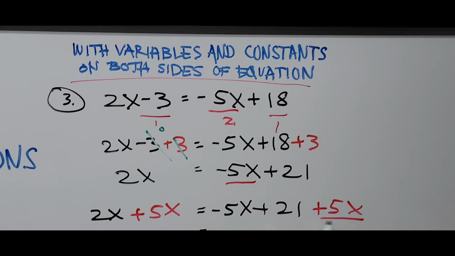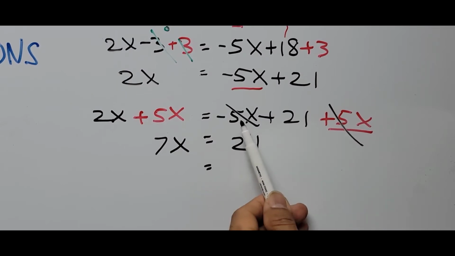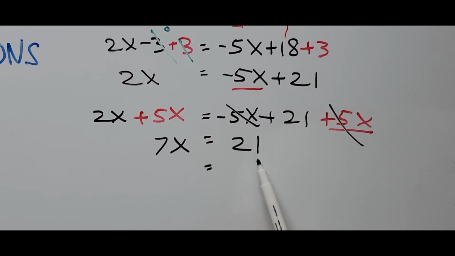Now you see this one right here cancels out, right? Cancel that. Now what do you have left? So 21. So we got the answer right there. 2x plus 5x is 7x. And then we cancel that. Minus 5x plus 5x, and what we have left is 21. Now how do you answer that one right there?